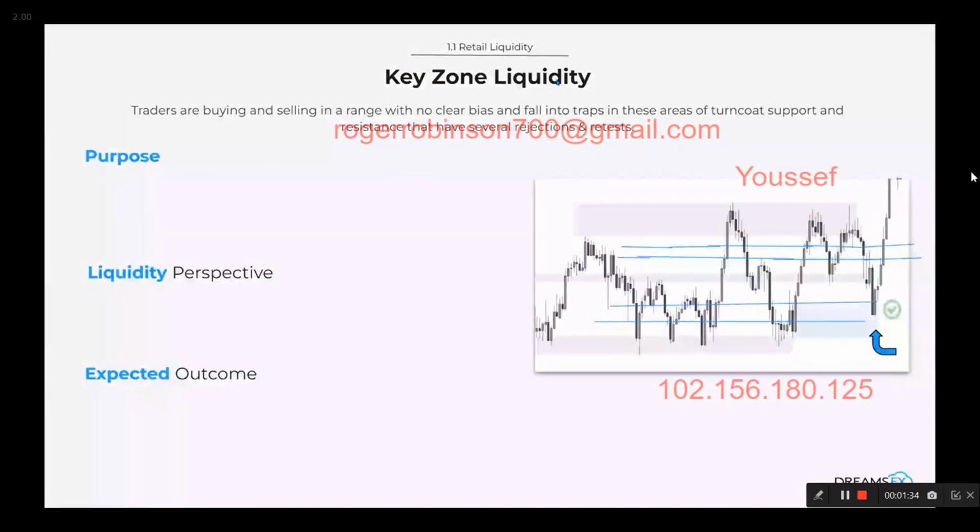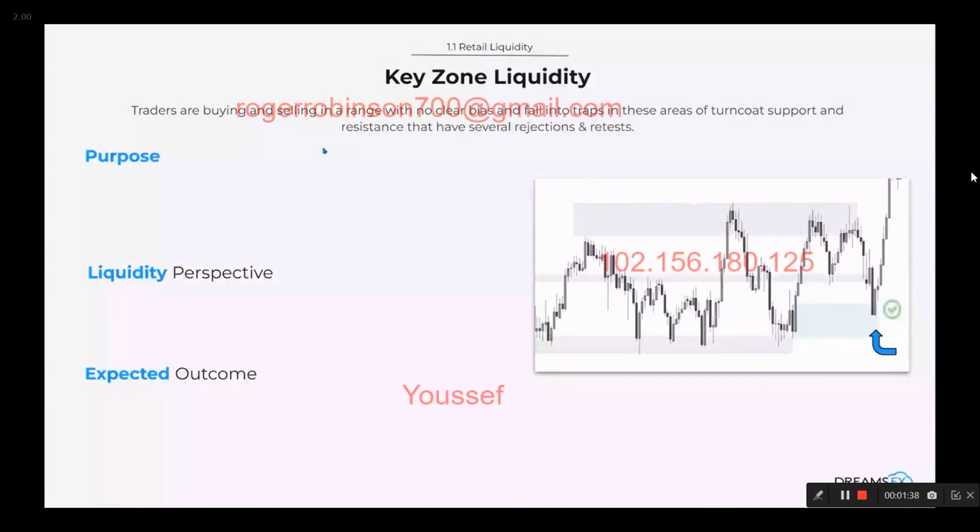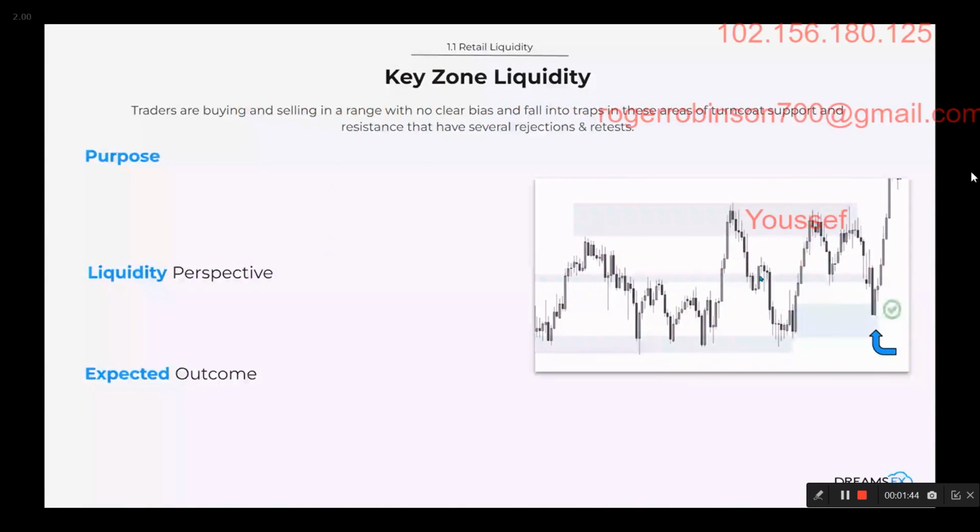All right, key zone liquidity. Again, furthermore, there are traders buying and selling within a range with no clear bias, and they fall into these traps of areas that act as a turncoat support and resistance that have several rejections and retests. This is the same image we saw to the left, right? And then what do we see? If you see a price that has been rejected as a resistance and then a support, if you look for an order block over here, it will not work.